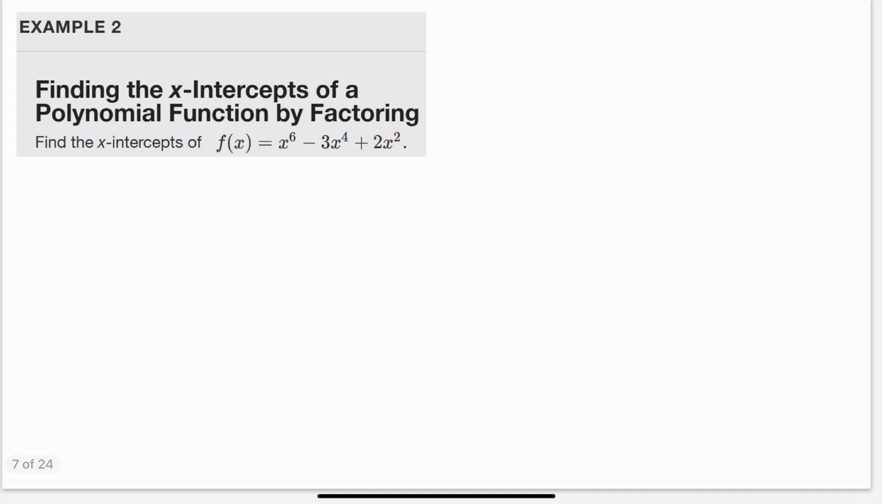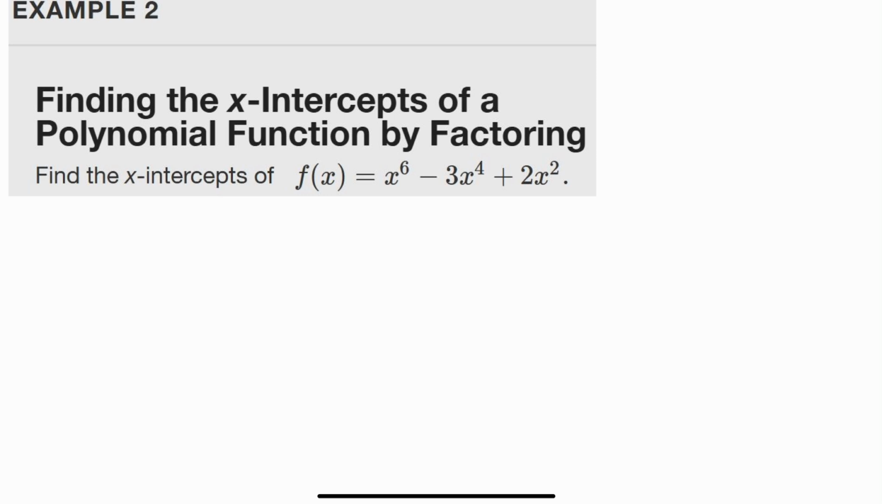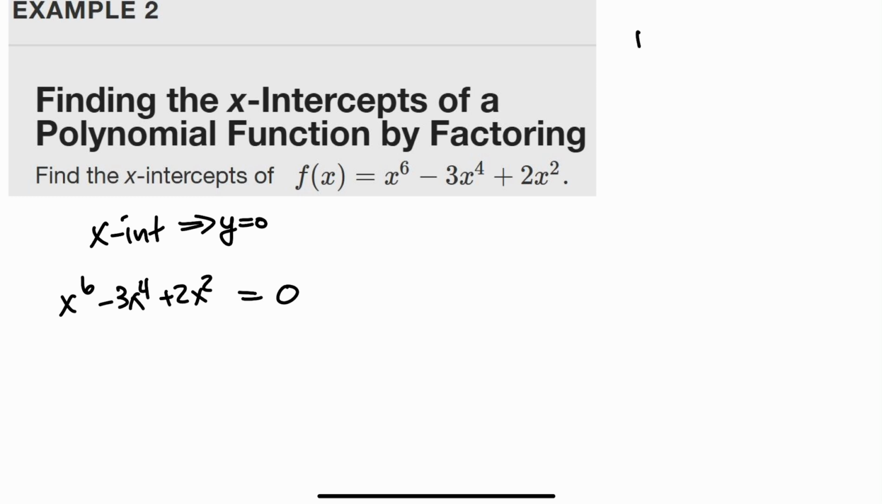So let's find the x-intercepts of this thing. If I'm finding the x-intercepts, I know that my x-intercepts are where y equals 0. So I take my entire y, x to the sixth minus 3x to the fourth plus 2x squared, and set it equal to 0. And then remember, when you're factoring, number 1, you always take out the GCF first.